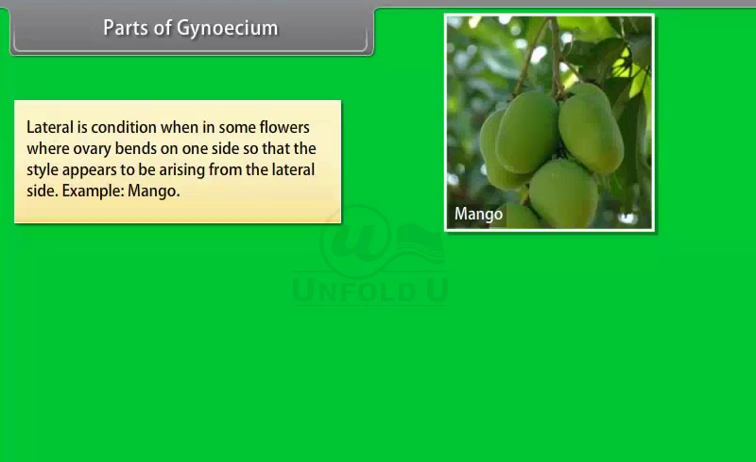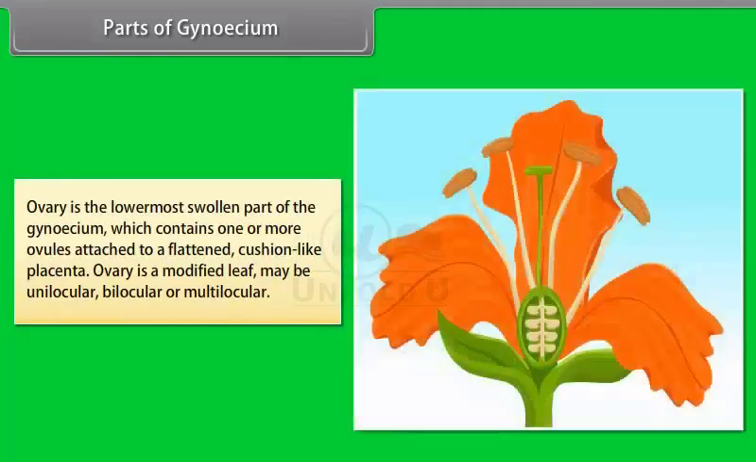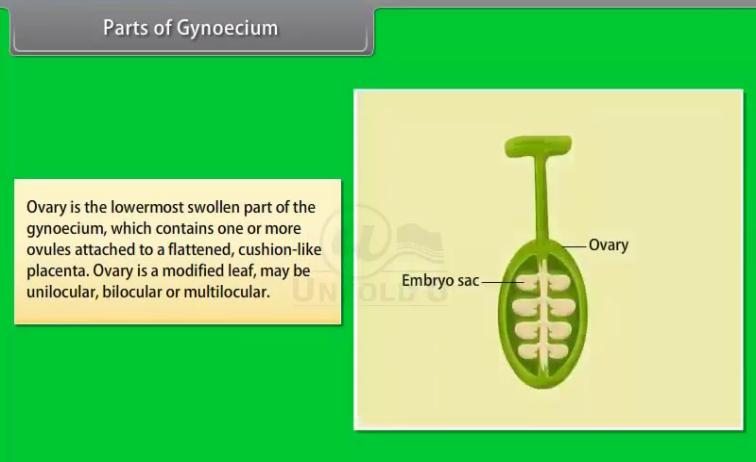Example, mango. Gynobasic is the condition in Labiatae where the ovary is four-lobed and the style appears to be arising from the depression between the lobes. Example, Ocimum sanctum. Ovary is the lowermost swollen part of the gynoecium, which contains one or more ovules attached to a flattened, cushion-like placenta. Ovary is a modified leaf, and may be unilocular, bilocular, or multilocular.